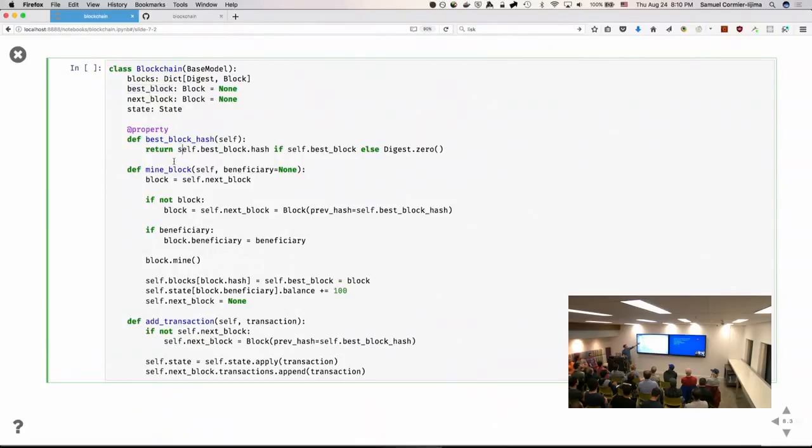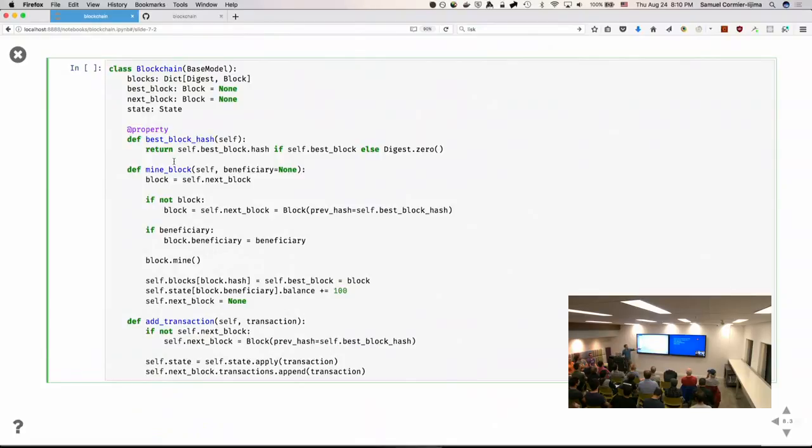Then there's basically only two things that you do here. The first one is to mine a block. If that next one doesn't exist yet, we'll create it, pointing it to the previous one. We'll set a beneficiary if we want, and then we just mine it. That'll bump it until the block is valid. Once it's valid, we set that as our new best block. And we're going to change our state manually here. We're just going to credit the beneficiary of that block 100 of our coins.